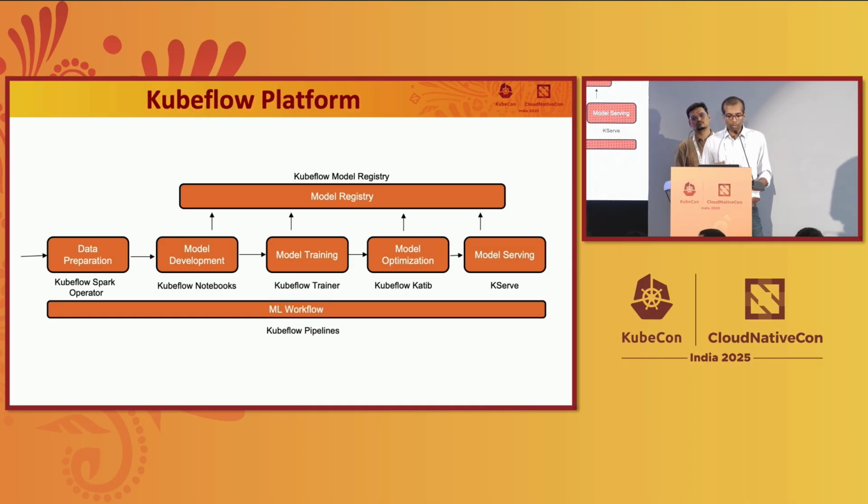So from a Kubeflow perspective, you get components which can tackle each and every phase of your MLOps cycle. In case of data preparation, there is a Spark operator through which you can submit Spark jobs. You have Kubeflow notebooks for notebook service, Kubeflow Trainer for large-scale distributed training, Kubeflow Katib for hyperparameter optimization and other model tuning techniques, KServe for model serving. For model registry requirements, there is Kubeflow model registry. And as a workflow engine, we have Kubeflow Pipelines.